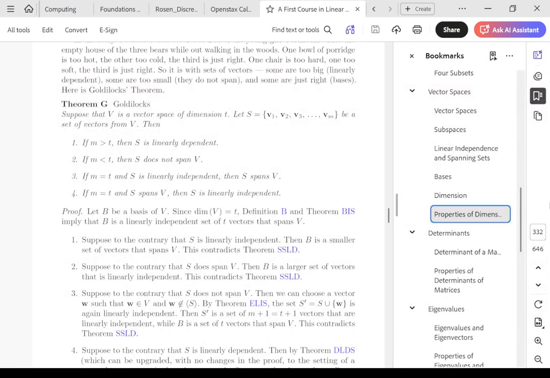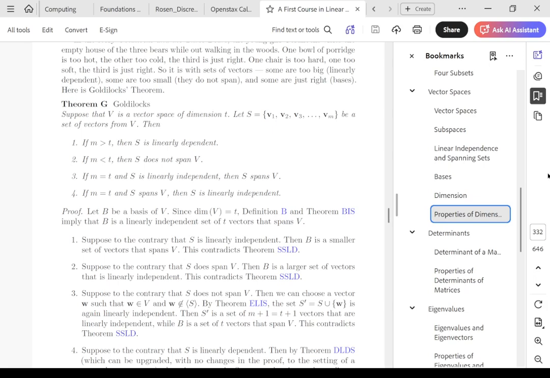Okay, so Theorem G states that suppose that V is a vector space of dimension T, and let S equal to the set V1 through Vm be a set of vectors from V. Then four conclusions can be made, depending on where I am at. If M is greater than T, then S is linearly dependent. All right, that's it, right? You don't need to know anything else. If the number of vectors is greater than the dimension, automatically linearly dependent.